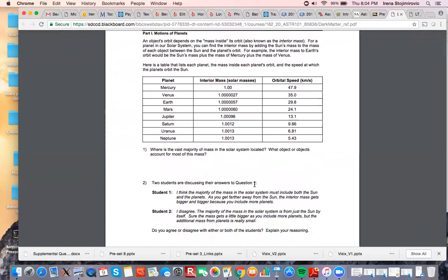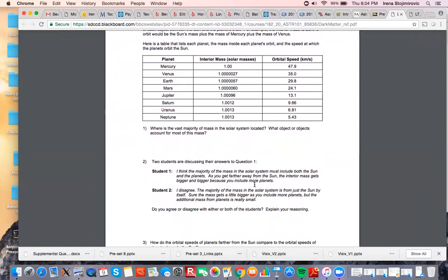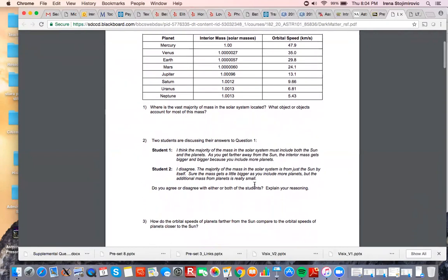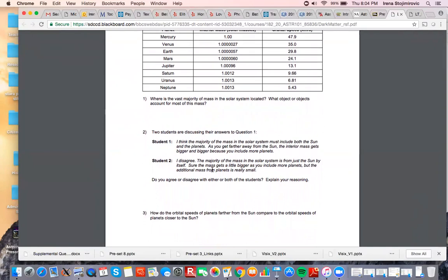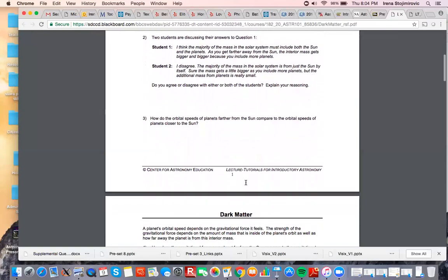Okay, very good. Then which student is correct, number 1 or 2? I said student number 2. Is that wrong? No, it's perfectly correct. Most, like 99.99%, is in the sun. Surely you add a little bit of mass, but it's a really tiny fraction. Even all of those planets don't add up to 1%. Okay, very good. Number 3?